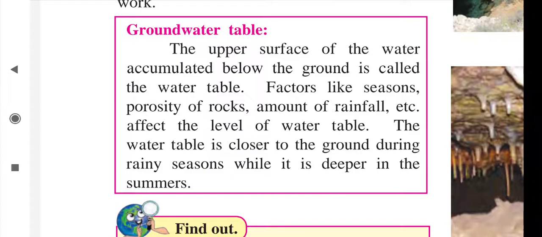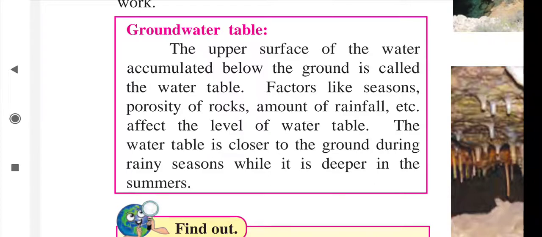Porosity of the rock means what type of rock is there. Suppose soft rock is there, with cracks, so it will hold the water. But when there is hard rock, the water will not go deep into the earth. It will remain there only. And if there is a crack in the rock, then again through the crack the water will go downward into the earth. And this affects the level of the water table.